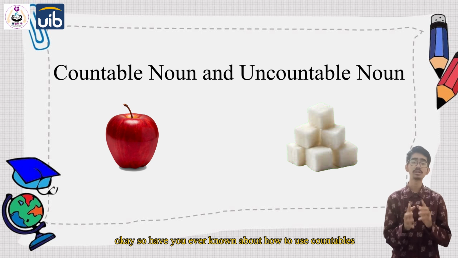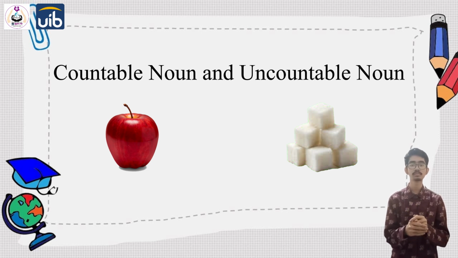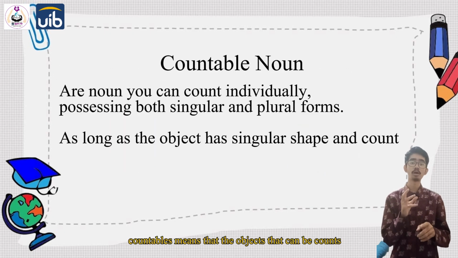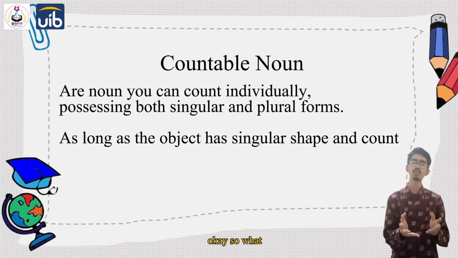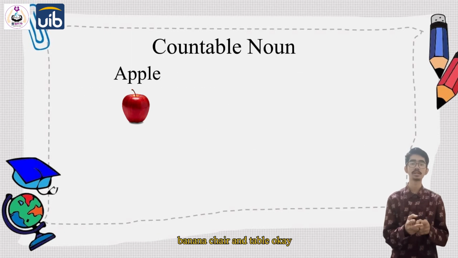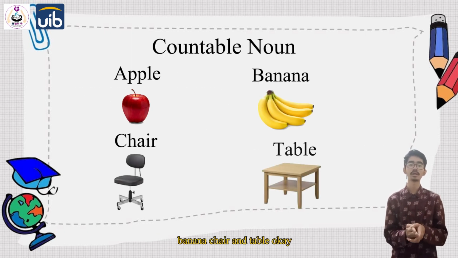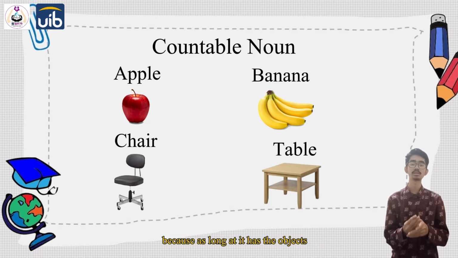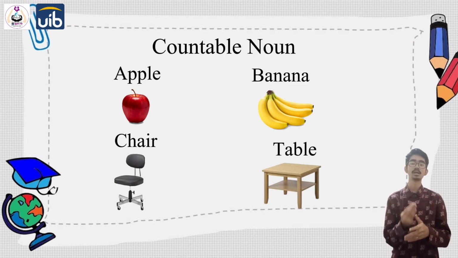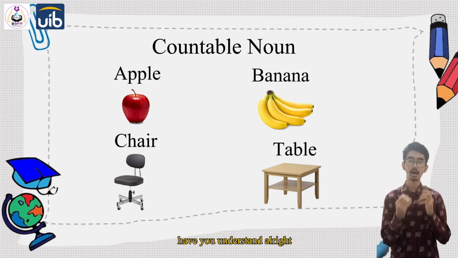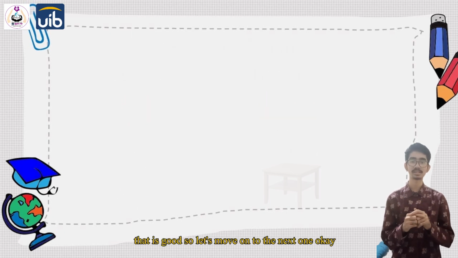Have you ever known how to use countables? Countables means the objects that can be counted, such as apple, banana, chair, and table. But why can these objects be counted? Because as long as it has the objects, it can be counted as countable. Let's move on to the next one.